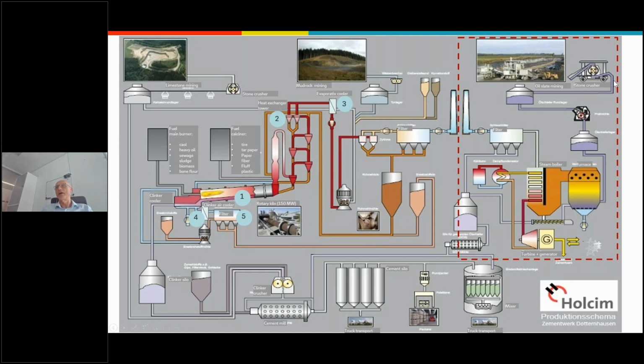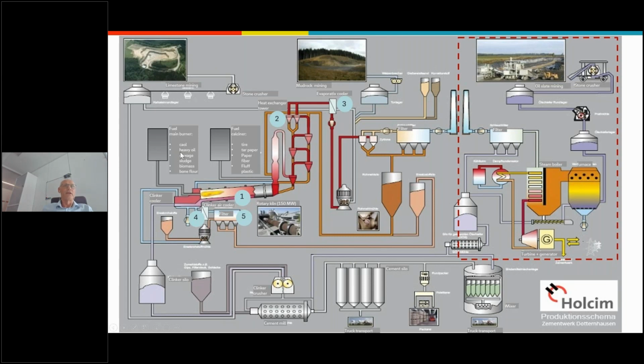This site is a special site here. It's only on this side in Dotternhausen, in Holcim. They have oil shale mining here as well, where they use the slate to produce electricity, and they dry this slate and mix it at the end to the cement as well. But we will come back here to the kiln.